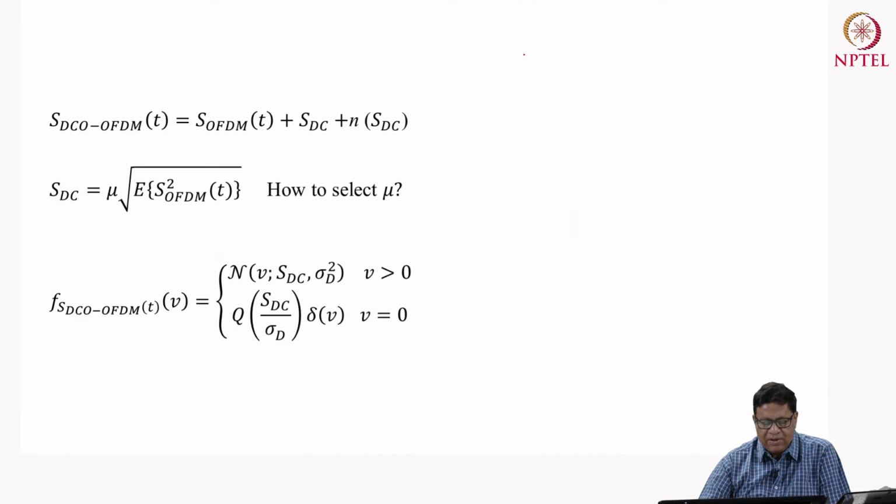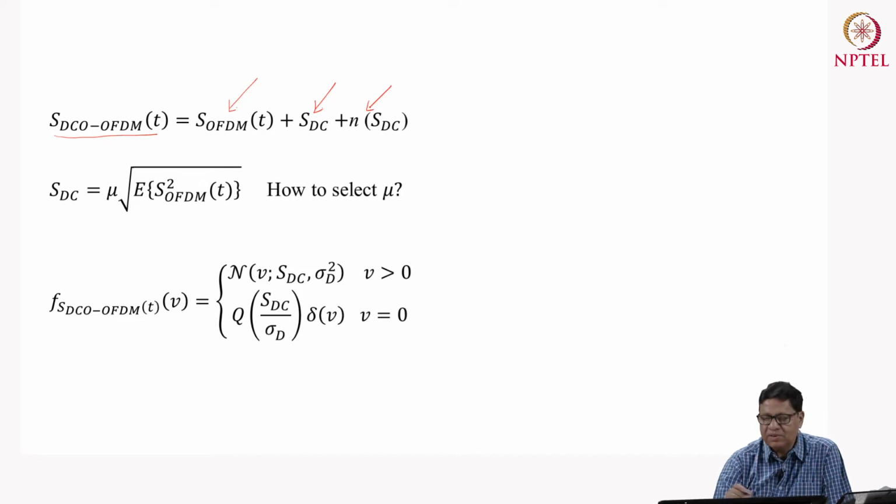Now let us try to find out the SNR for such a case, or how we will calculate the SNR. So if you see the DCO-OFDM signal, which I represent as S, it will consist of that OFDM signal, then giving DC to it to make it positive, and this is the noise which is coming because of the clipping.